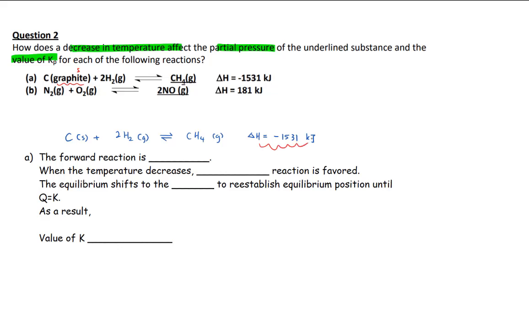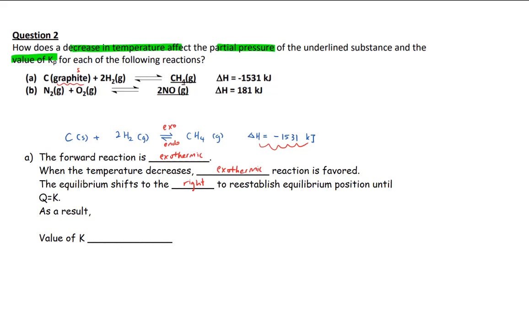The negative sign of your delta H indicates that the forward reaction is exothermic. Therefore, the reverse reaction is endothermic. So in our sentences, the forward reaction is exothermic. Therefore, when the temperature decreases, which is your disturbance, the exothermic reaction is favored. This refers to your step 2. The equilibrium will shift to the right, which is your forward direction, to re-establish equilibrium positions until Q equals K.